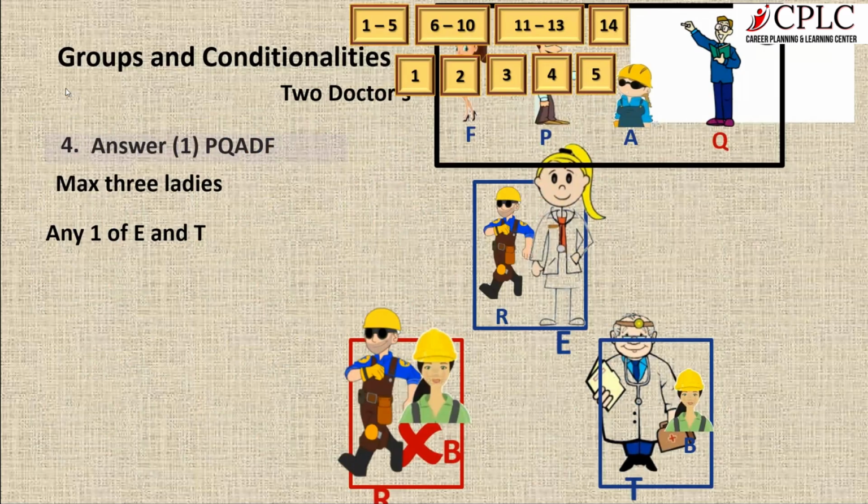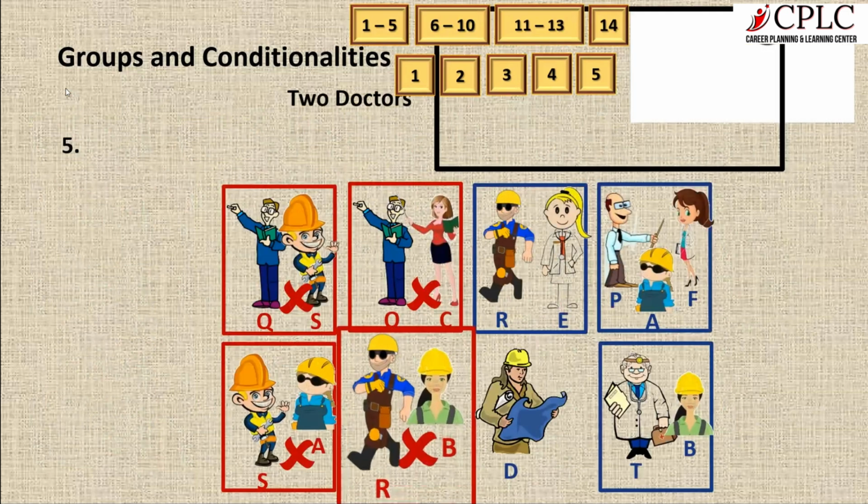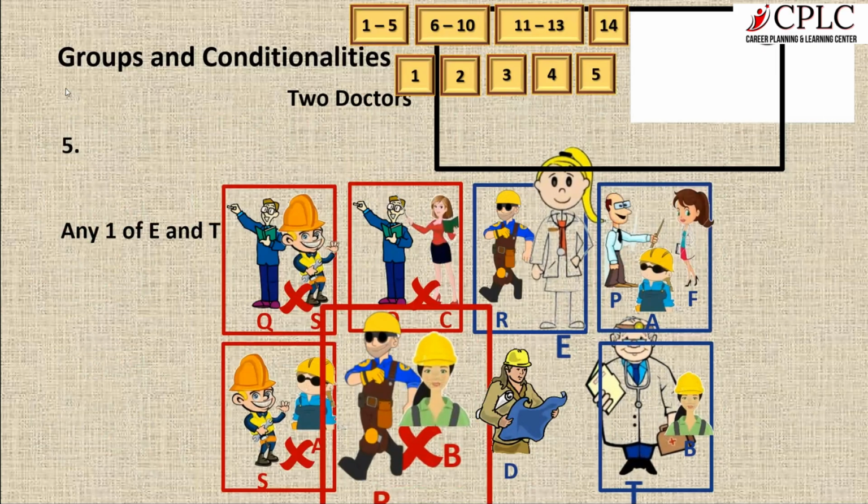Moving to the next question. If the team consists of one male lecturer, one male engineer, one lady engineer, and 2 doctors, the members of the team are. Now we want 2 doctors. So we can again select any one of E and T. We'll by default select F.